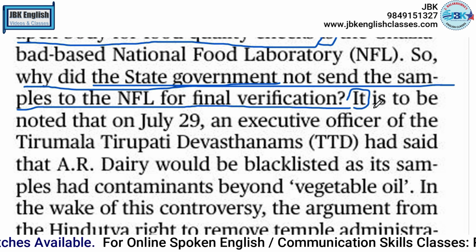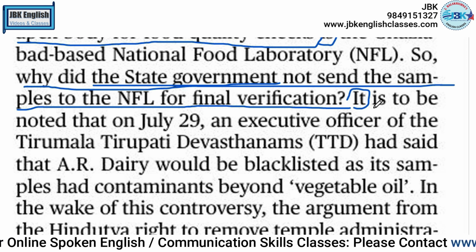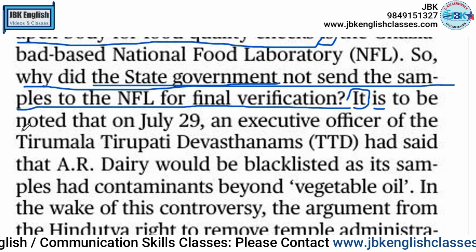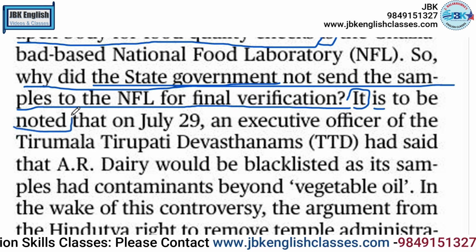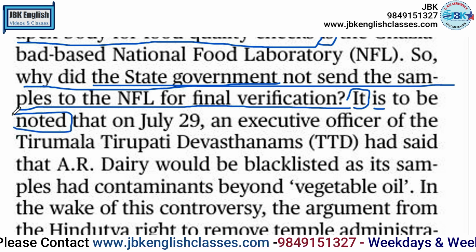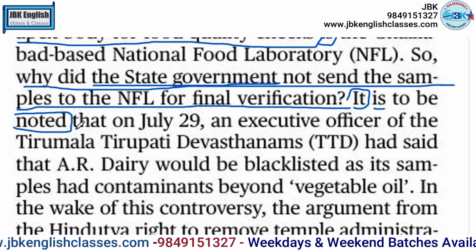It is to be noted. It is the subject, is the verb, to be noted. To be noted is a to infinitive clause, which is also called a non-finite clause.